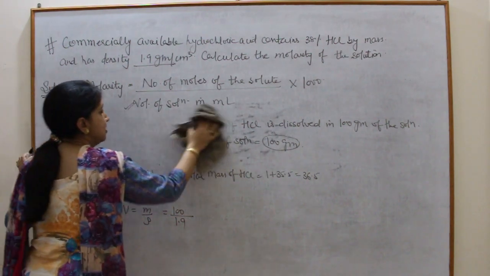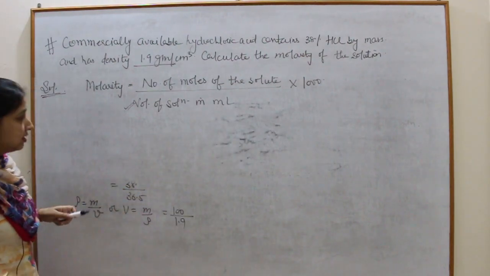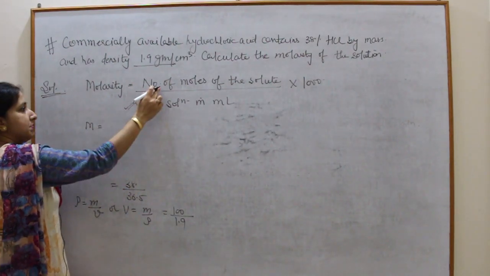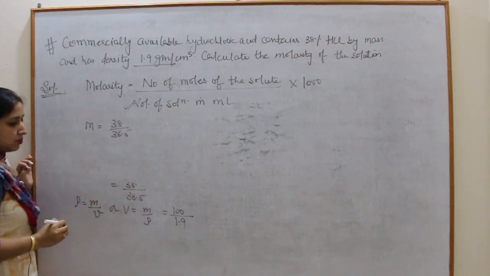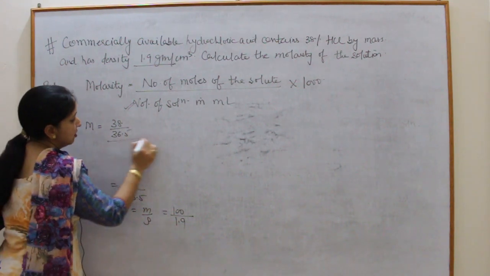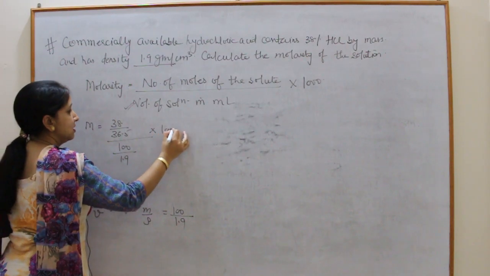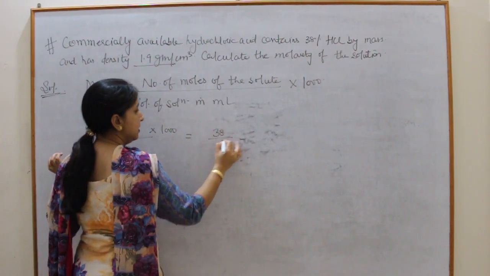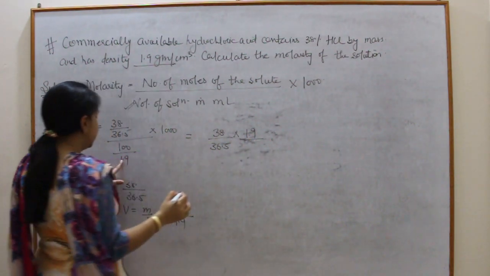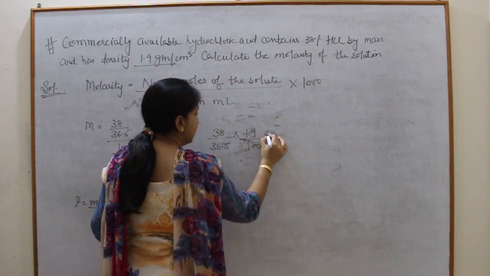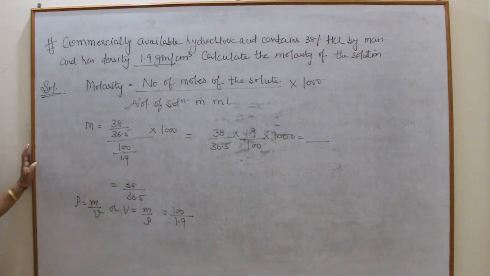So now we can calculate the molarity. Molarity is equal to number of moles, that is equal to 38 divided by 36.5, divided by volume, 100 upon 1.9 multiplied by 1000, that is equal to 38 divided by 36.5 into 1.9 divided by 100 multiplied by 1000. So this will be the molarity of the given solution.